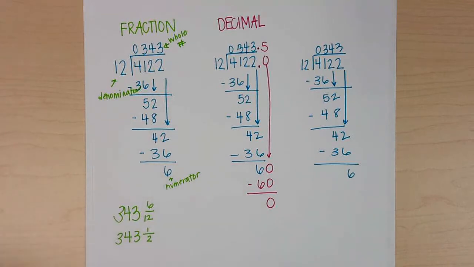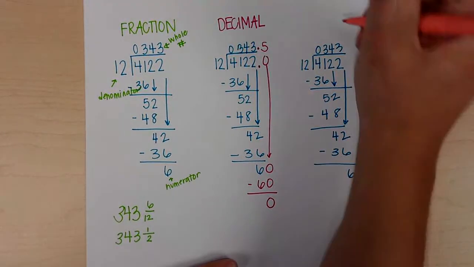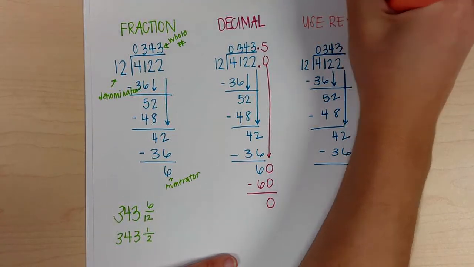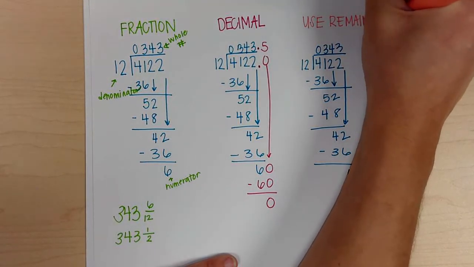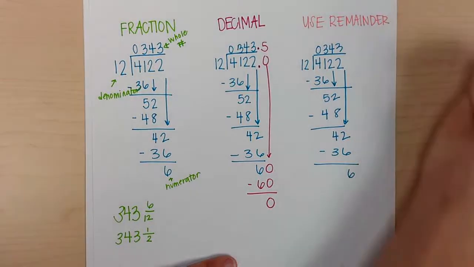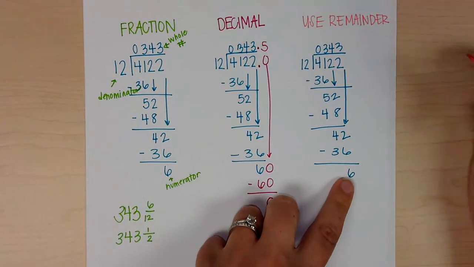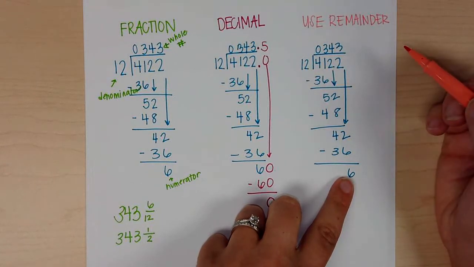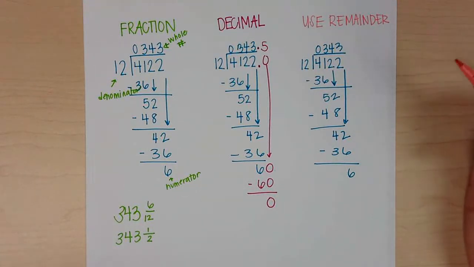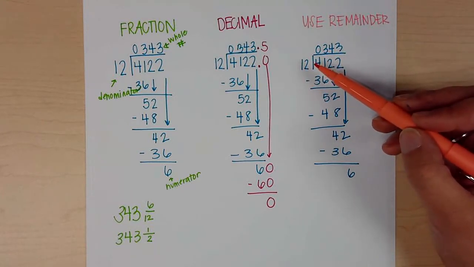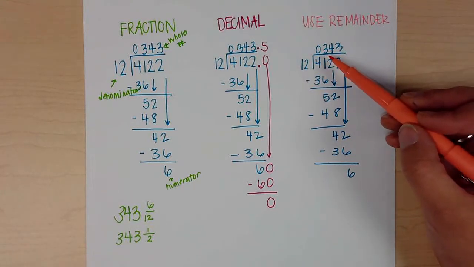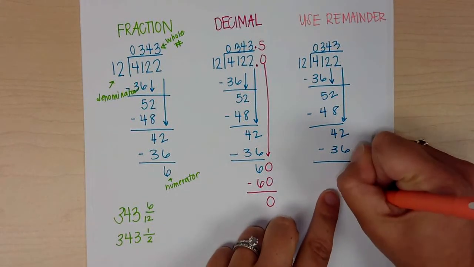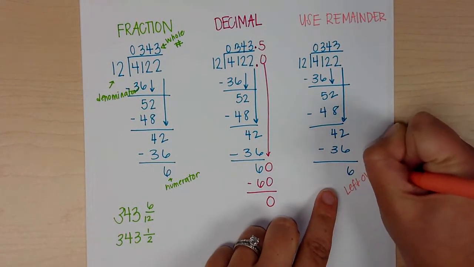And then your third option is to use the remainder as part of your question or your answer. So sometimes, let's say we had 4,122 cookies. We split them into groups of 12. How many boxes do you have? And then how many are left over? So that's your leftover.